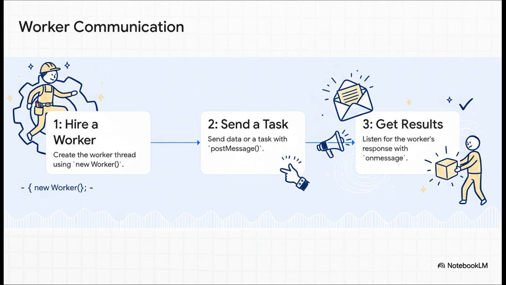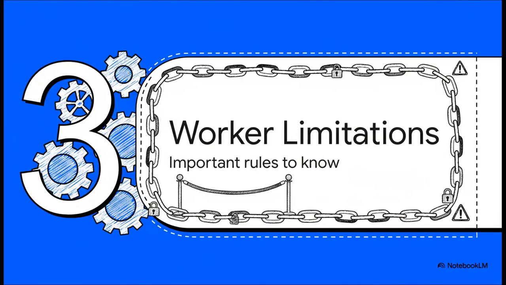Easy enough. Second, you send it a task to do using the postMessage function. You can think of this as literally handing a note with instructions to your backstage crew. And third, you just listen for their response with onmessage. When the worker is done with its job, it sends a message back and your main thread can pick up the finished results. Now this all sounds pretty amazing, but it's not a total free-for-all. This backstage crew has a really strict set of rules they have to play by. So let's go over some of the most important limitations you need to know about.